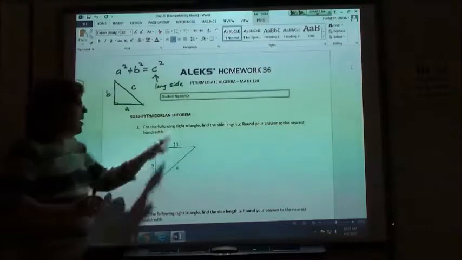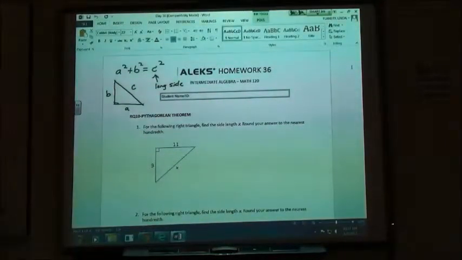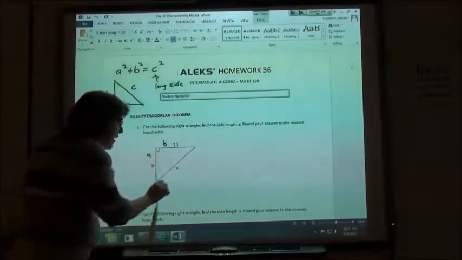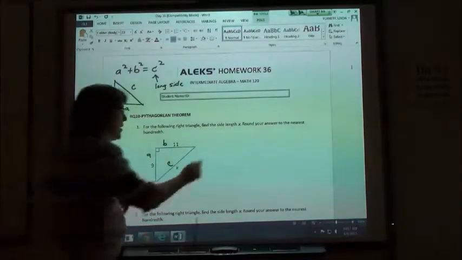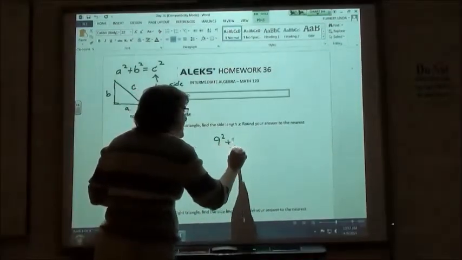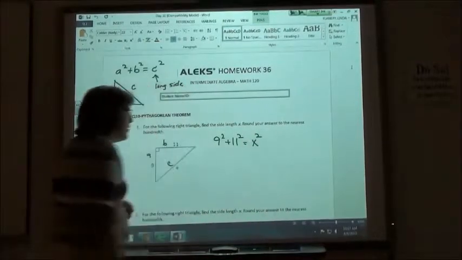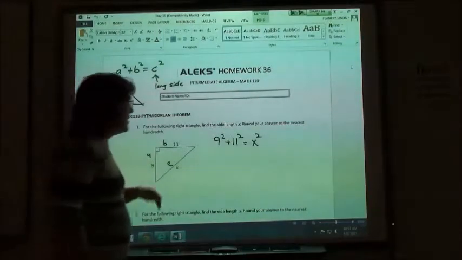So I want to use my Pythagorean theorem to find the length of x, rounding my answer to the nearest hundredth. This would be my A and my B side. This would be my C side because that's my longest side. So 9 squared plus 11 squared is going to equal x squared, using the values that they gave. I would then want to calculate that.